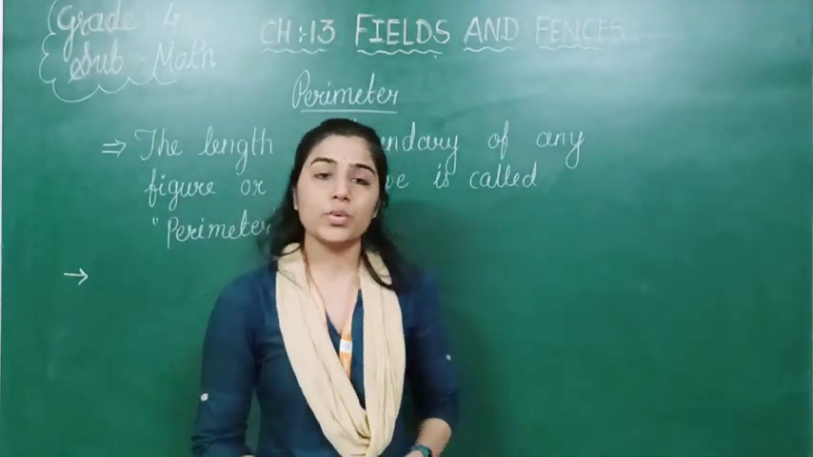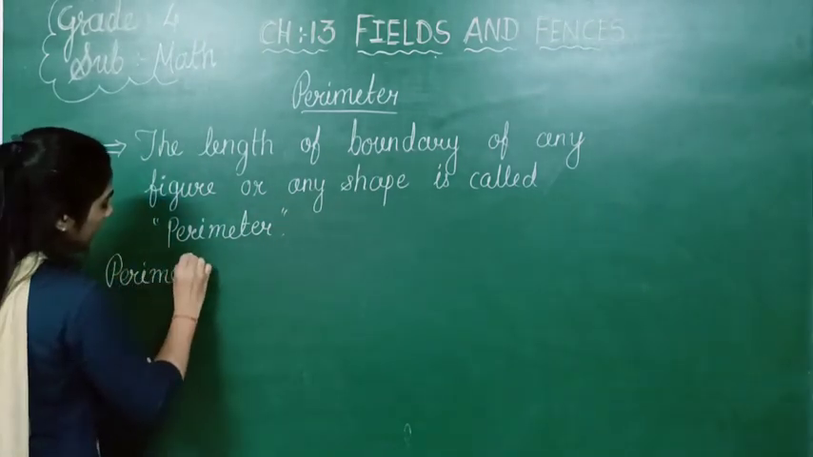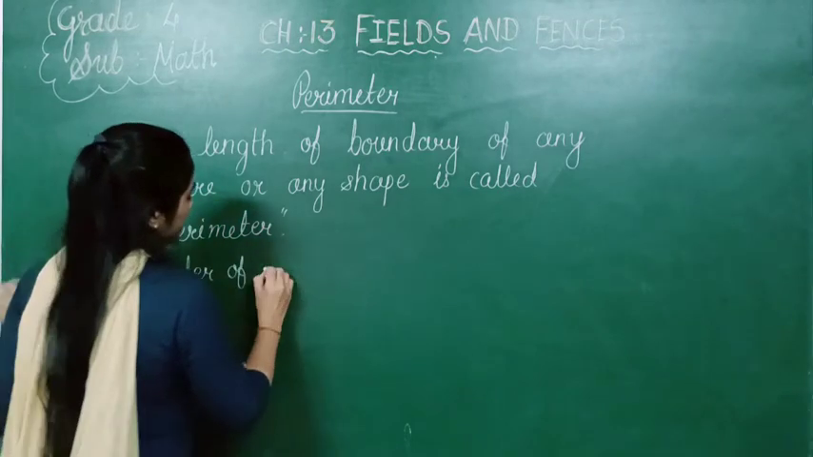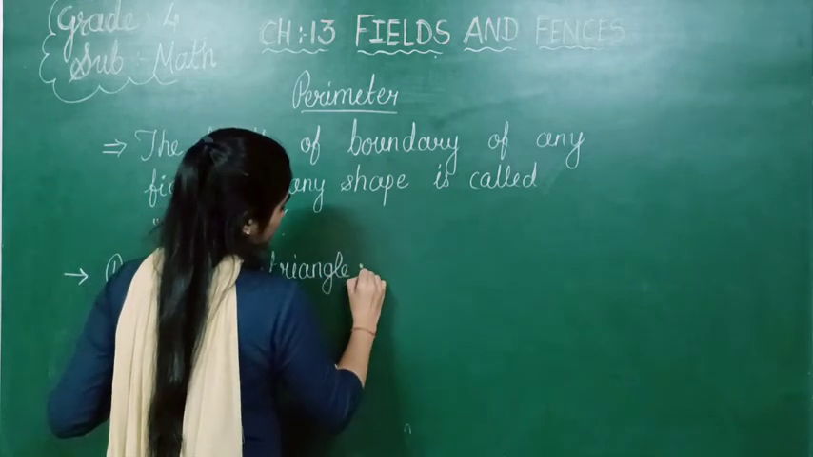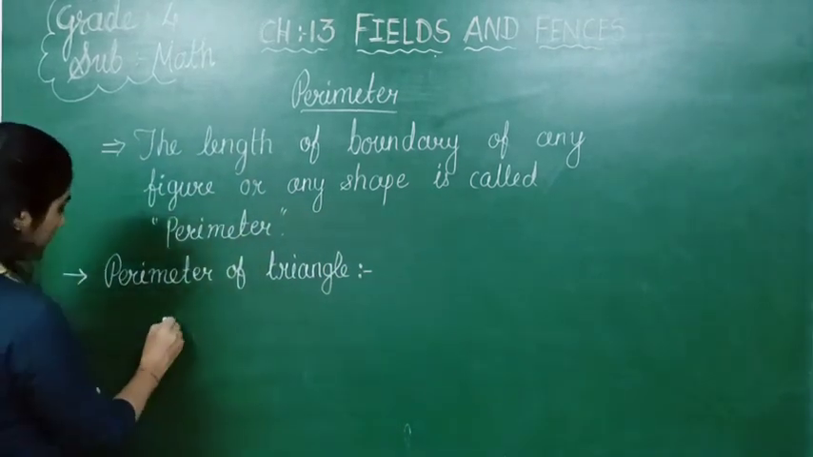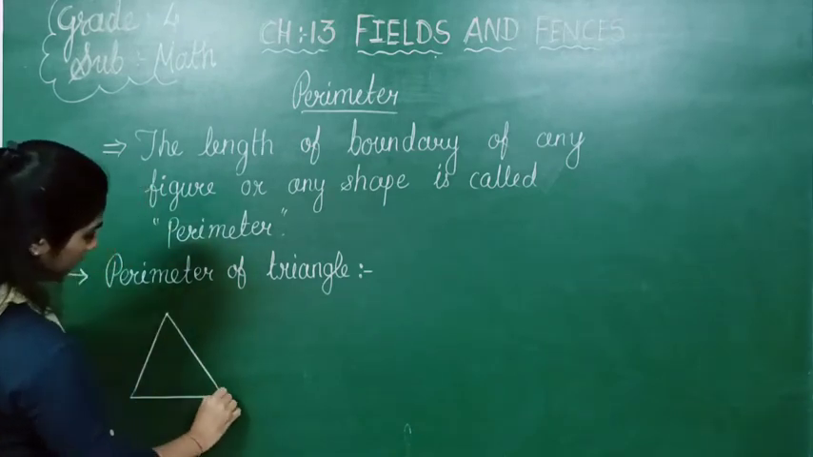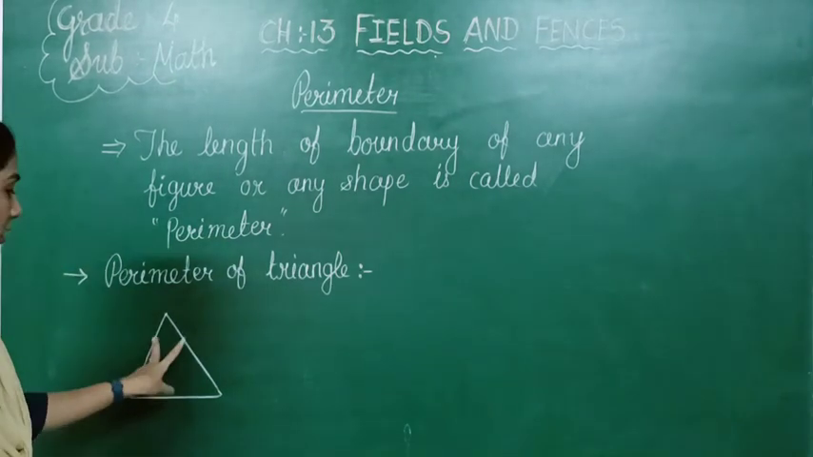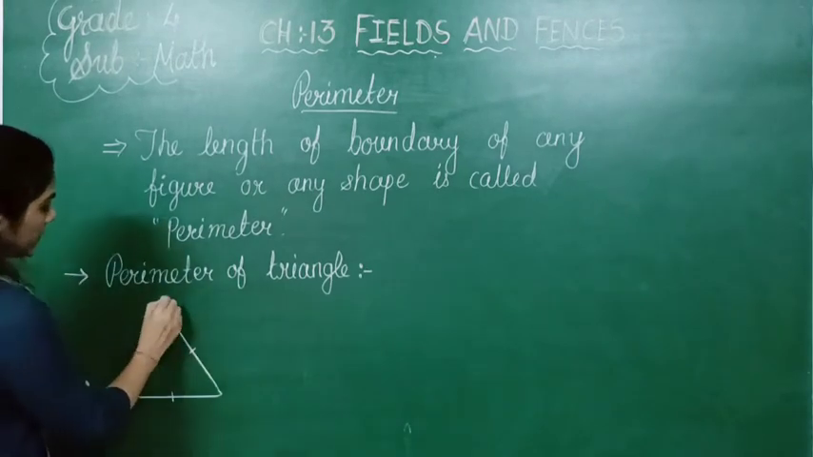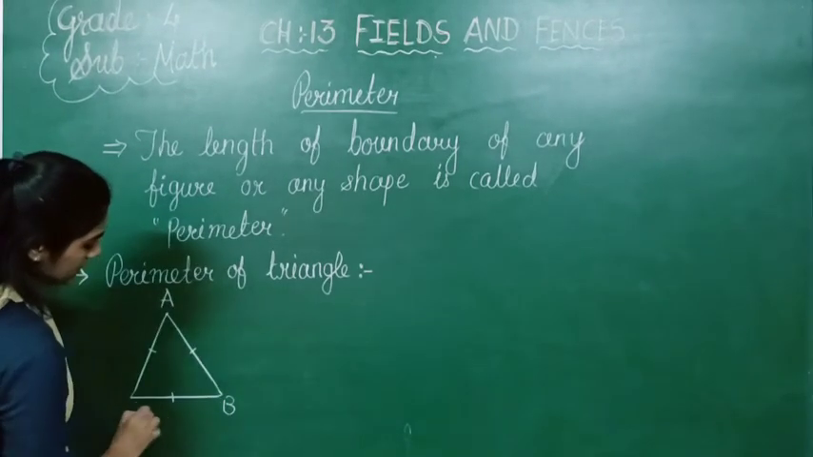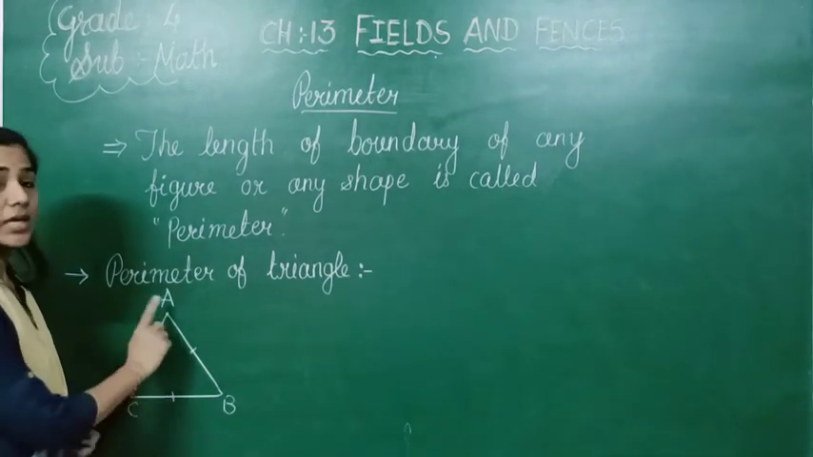Now I will explain to you the perimeter of a triangle. See, for the triangle, suppose I have drawn the triangle here. You know that in the triangle shape, a total of 3 sides are there: 1, 2 and 3. Suppose I am naming this triangle A, B, C. So the 3 sides we can write this way: AB, BC and CA.